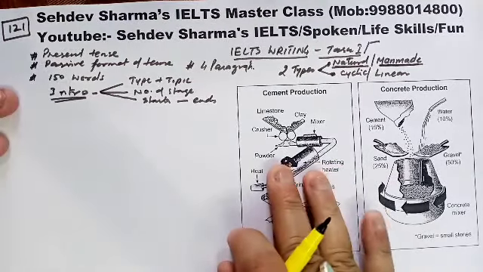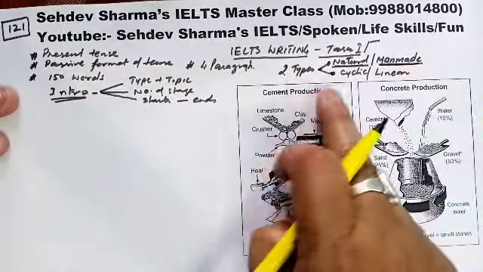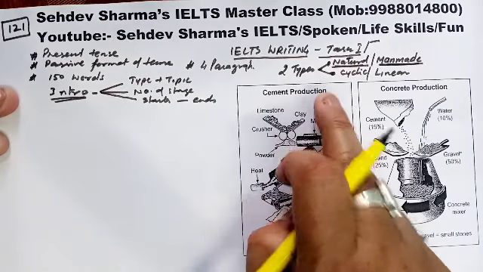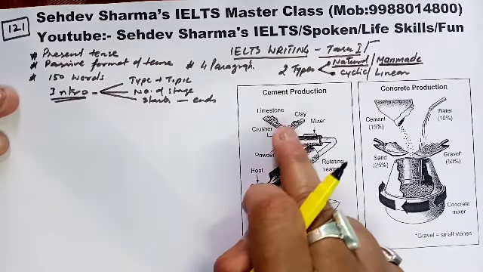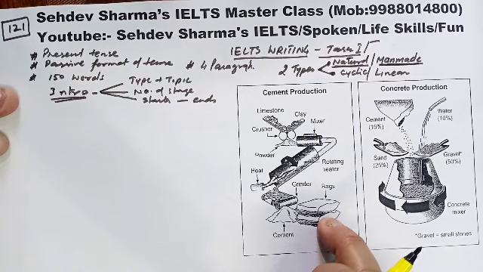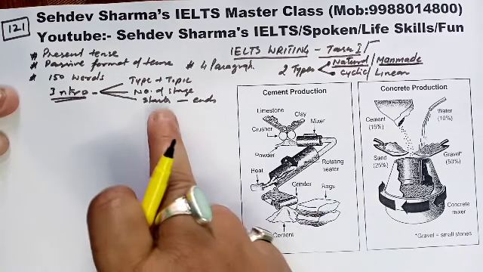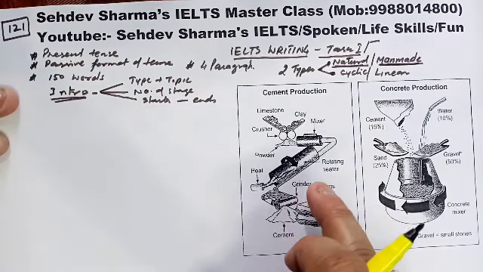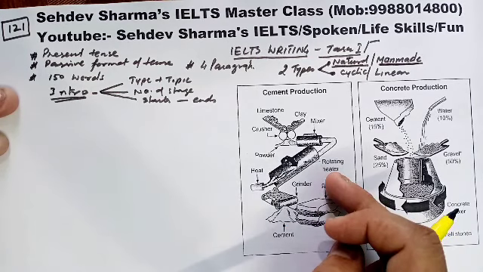The present process is a man-made linear process of making cement, right? It starts with limestone and clay mixture, and finally it ends with the packaging. And the number of stages is totally 5. This is my introduction.